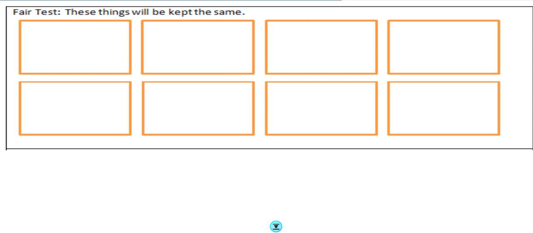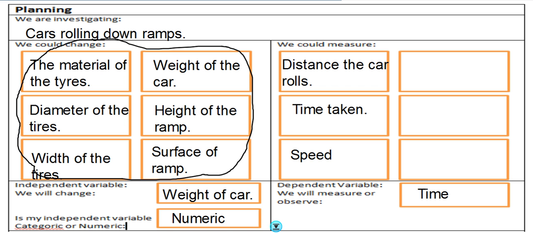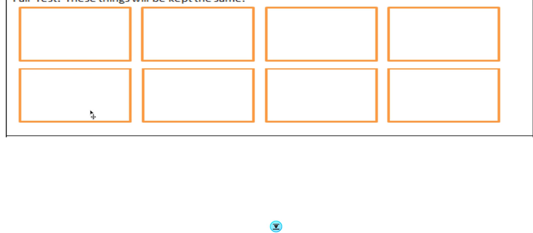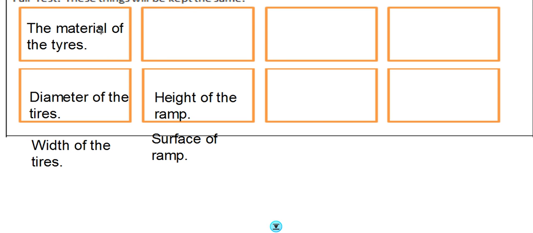So in order to figure out what needs to be kept the same, you need to go back here. At the very beginning of your experiment, you would have thought of all the things that could affect it. And that's what I have circled in this black circle here. These are all the things that I thought could affect the outcome of my experiment. Those things there, except for the weight of the car. Now the weight of the car is the one thing I'm going to change. Everything else there, I'm going to copy. I'm going to bring them down here. Everything else there needs to be kept the same.